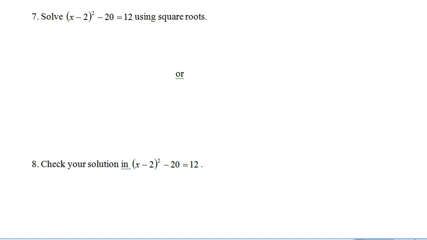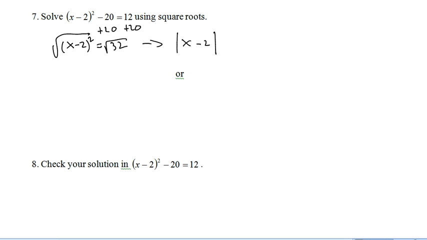Alrighty, question 7. So I have to get the squared thing by itself first. So I'm going to add 20 to both sides, and I'm going to get x minus 2 squared equals 32. Square root both sides. I'm going to end up with the absolute value of x minus 2 equals root 32.